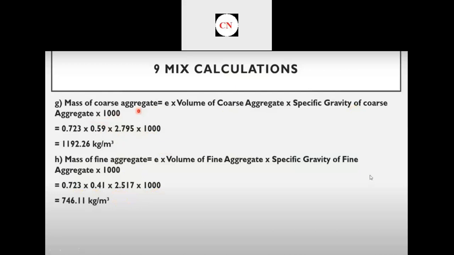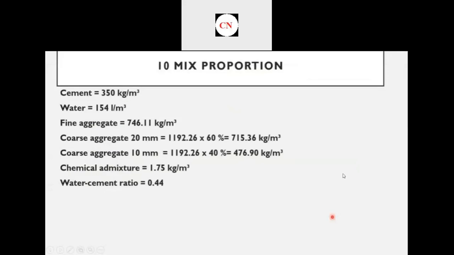All these ingredients, including the superplasticizer or admixture, can be calculated precisely. Finally we can make the list. Cement is 350 kg per meter cube, water is 154 liter per meter cube, and fine aggregate required is 746.11 kg per meter cube. For coarse aggregate, the total is 1192.26. We are using 60% of this as 20 mm aggregate, so 715.36 kg per meter cube.